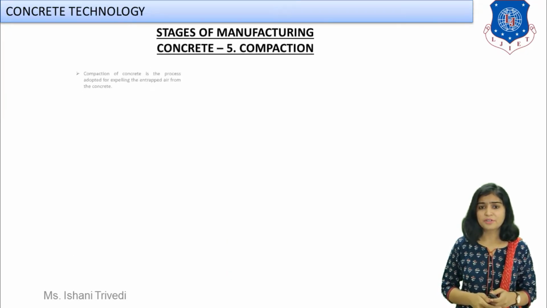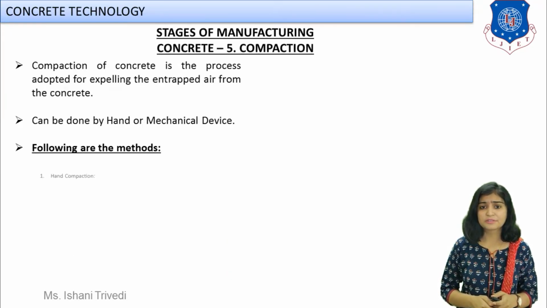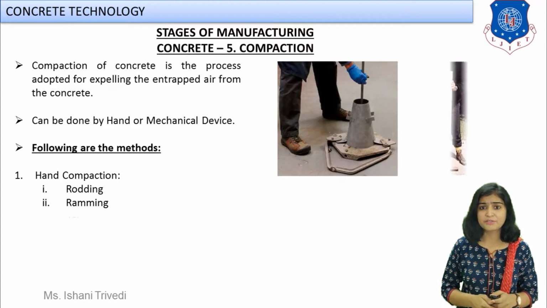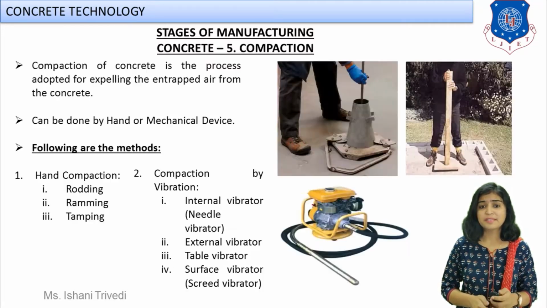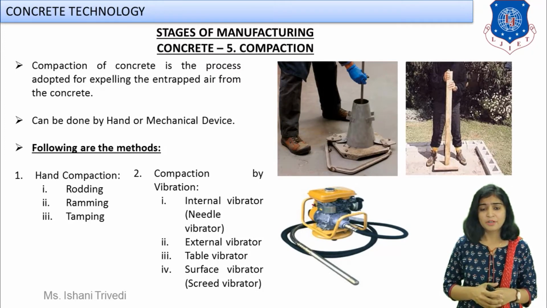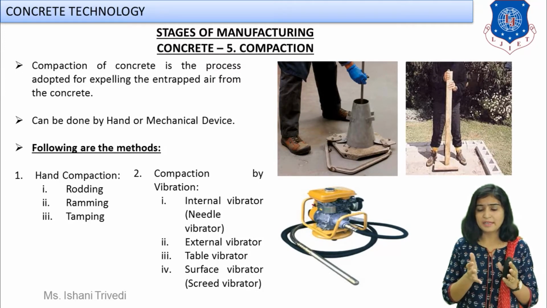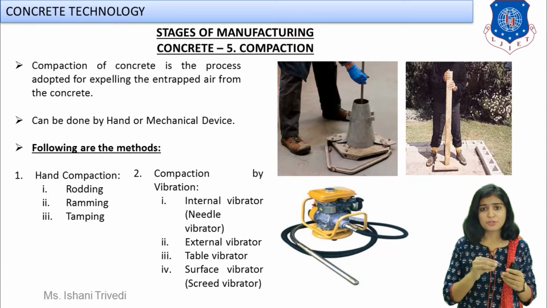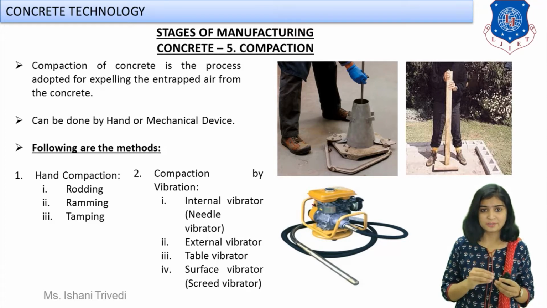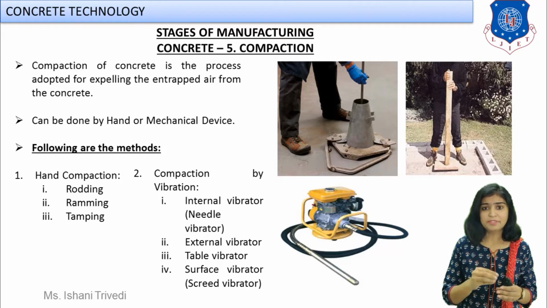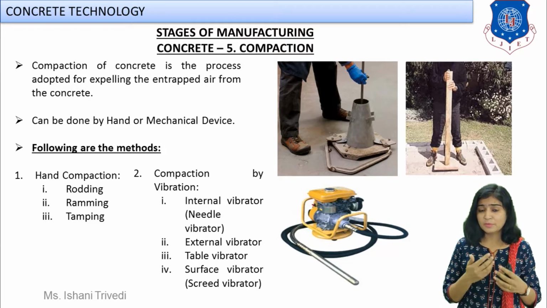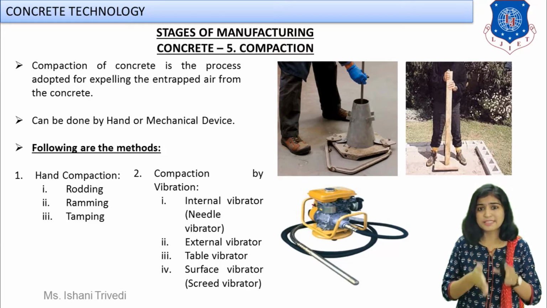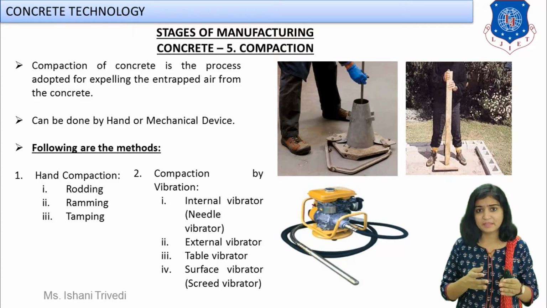Next, we are moving forward to the next stage of construction, that is compaction of concrete. Now, I am giving you a simple example. Suppose you have a container which you want to fill with grains, say rice grains. As you fill the grains in the container, it gets filled up to the top. If you still want to accommodate more rice grains, you are going to tap the container.